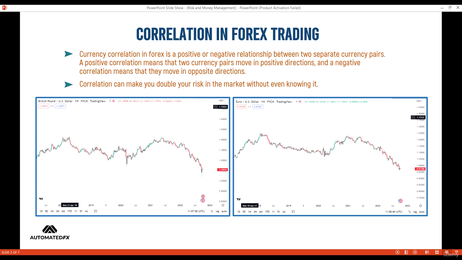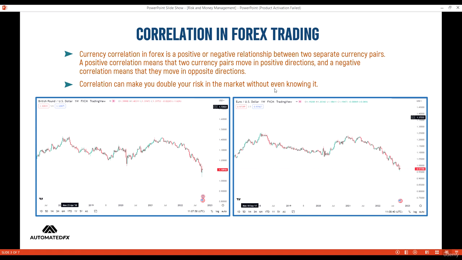So let's say you risk 3% on each trade, and you took positions in two trades that are positively correlated. So you took the same directions. Let's say you buy both currencies and they are positively correlated, and you risk 3% on each one. Without you knowing it, you are basically risking 6%. Because if one trade hits your stop loss, the other one will automatically hit your stop loss because it is positively correlated to the other one.